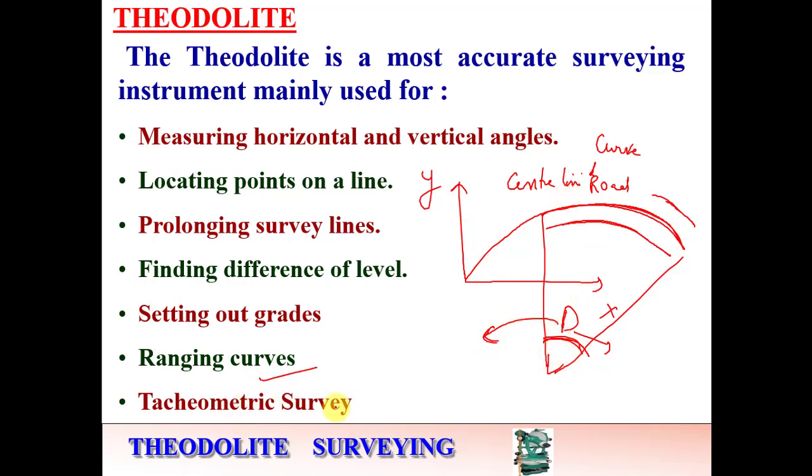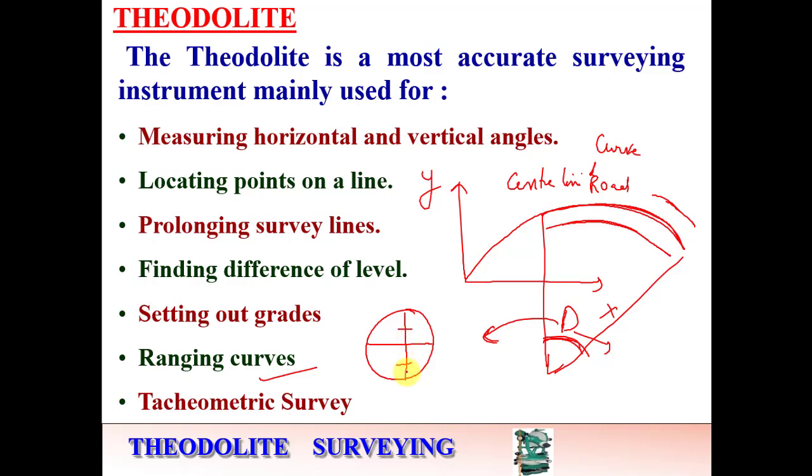The last use of theodolite is tachometric survey. Tachometric survey is related to your stadia study. As I told you earlier in the portion of leveling, this is your diaphragm, and these lines are your cross lines. This is the upper limb and this is the lower one.